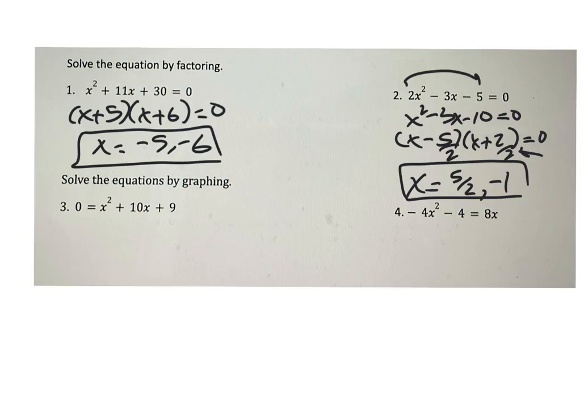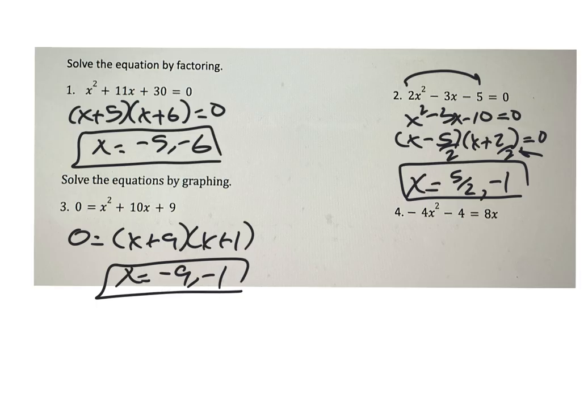Okay, number 3, a couple more of these. If I factor this side, I'm going to get x plus 9, x plus 1, because 9 times 1 is 9. 9 plus 1 is 10, so my two solutions are -9, -1. So these first four, just basic factoring.